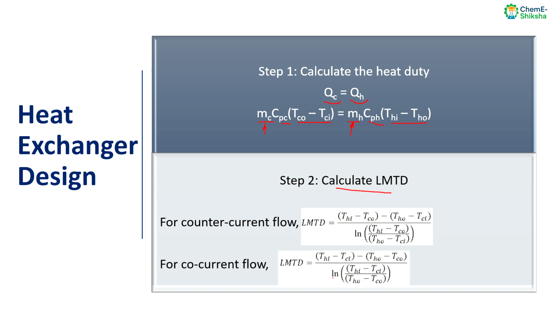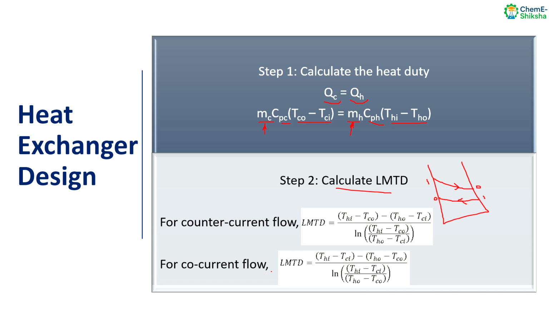Similarly, this is the co-current flow for LMTD. So we know that LMTD equals delta T1 minus delta T2 divided by ln of delta T1 by delta T2. So for co-current flow, let's say this is the hot fluid inlet and this is the hot fluid outlet temperature, and for cold fluid, this is the inlet and this is the outlet.